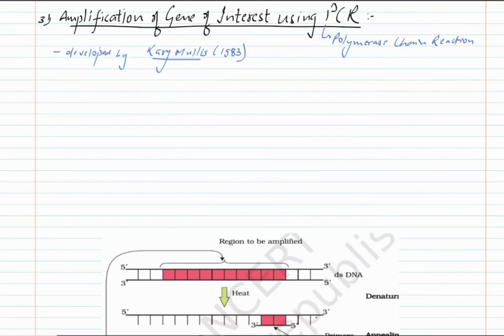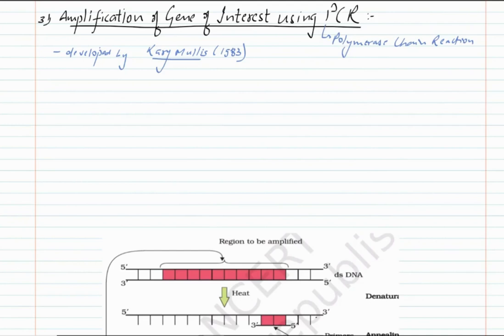PCR is a method of amplifying specific regions of DNA molecules without the requirement of time-consuming cloning procedures. So instead of making one clone at a time of a particular gene of interest, we will amplify it using this PCR, and within a very short period of time we will be able to obtain numerous copies of the gene of interest.